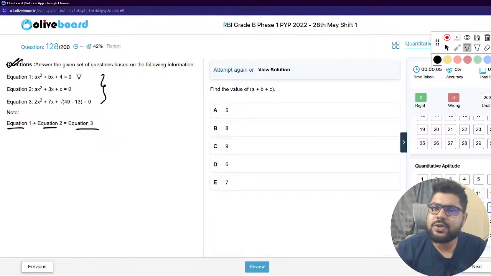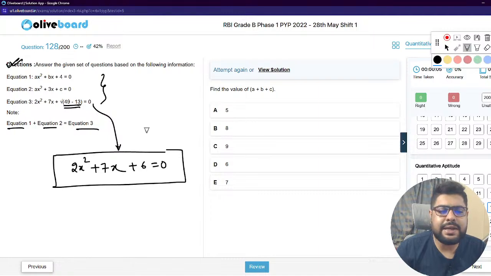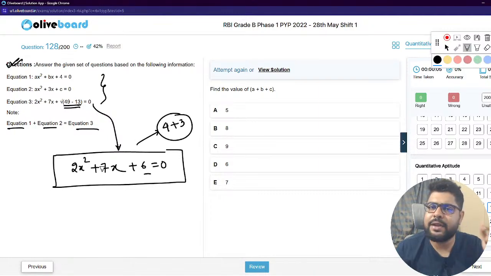So again, I cannot solve equation 1 and 2 directly, whereas I can solve this equation number 3 because it's only numbers. So 2x square plus 7x. So this is 49 minus 13, sir, 36. Root over of that is 6, sir. Sir, we can do middle term with 4 plus 3. You see 4 into 3 is 12, which is 6 into 2, and 7 is the 4 plus 3 thing.